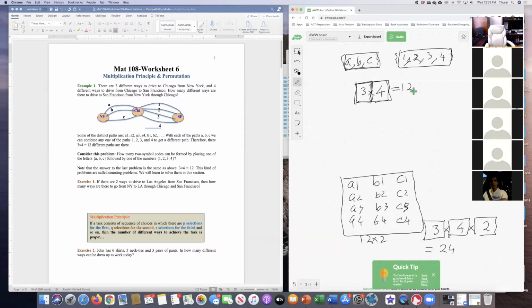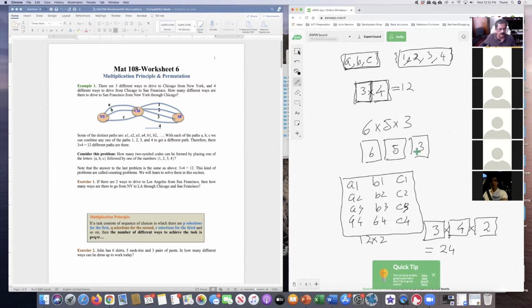90. I'm sorry? 90 ways. Yeah, what did you do? 6 multiplied by 5 multiplied by 3. Exactly. So the same idea that we just learned applies, because to dress up, he's going to need a shirt. That's the one part. He's going to need a necktie. That's the second part. He's going to need a pair of pants. So in how many different ways can we do the first one? 6 ways, 5 ways, and 3 ways. So multiply them, that'll be your answer.